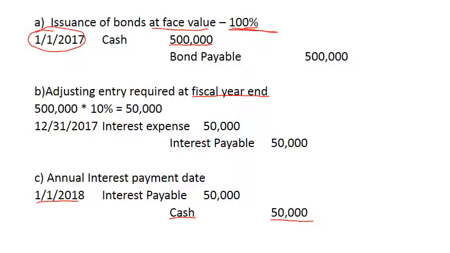Now, even when the bond is issued at a discount or a premium, the cash payment or the coupon will always be $50,000 because the bond is $500,000 at 10%. So the coupon will always be based on that $500,000 face value with a 10% rate of interest.